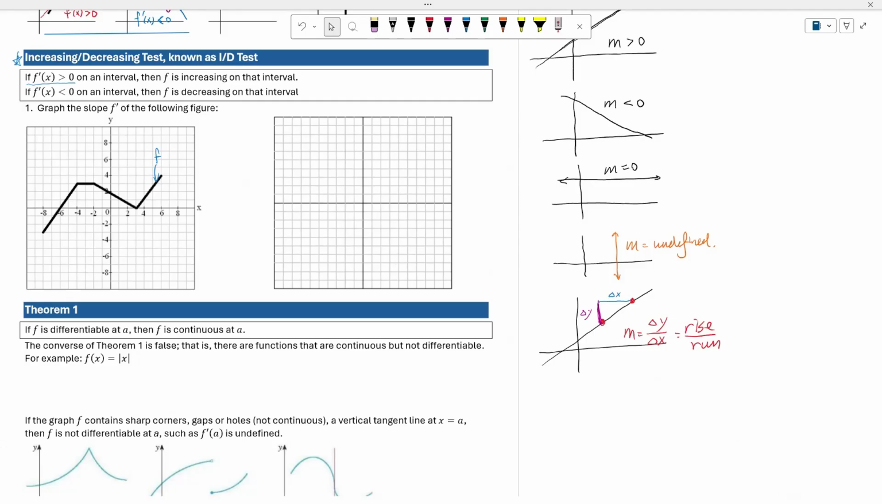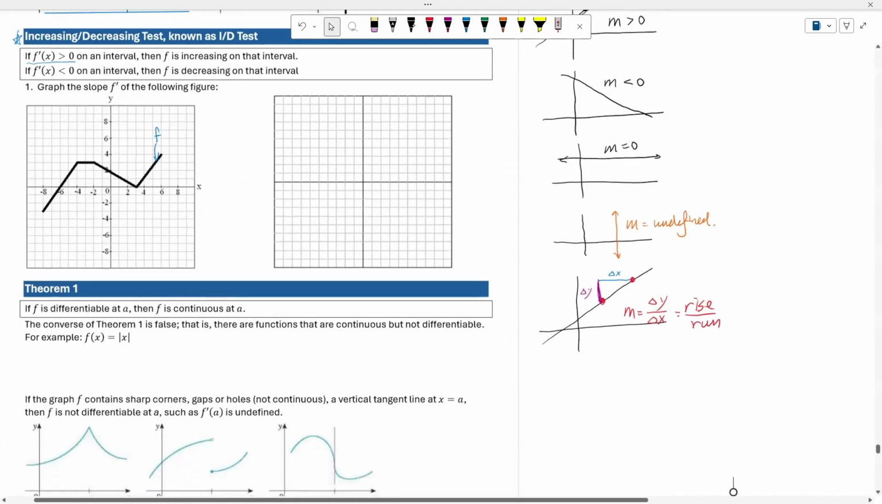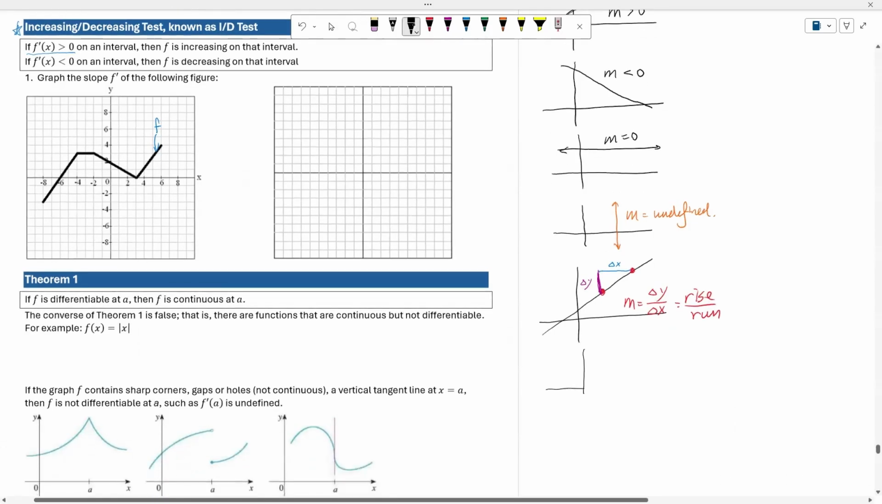Or if you have a decreasing function, same thing. The change in the y direction will now be negative, because we are going down. If we go to the right, the change in the x direction is positive, just like this.